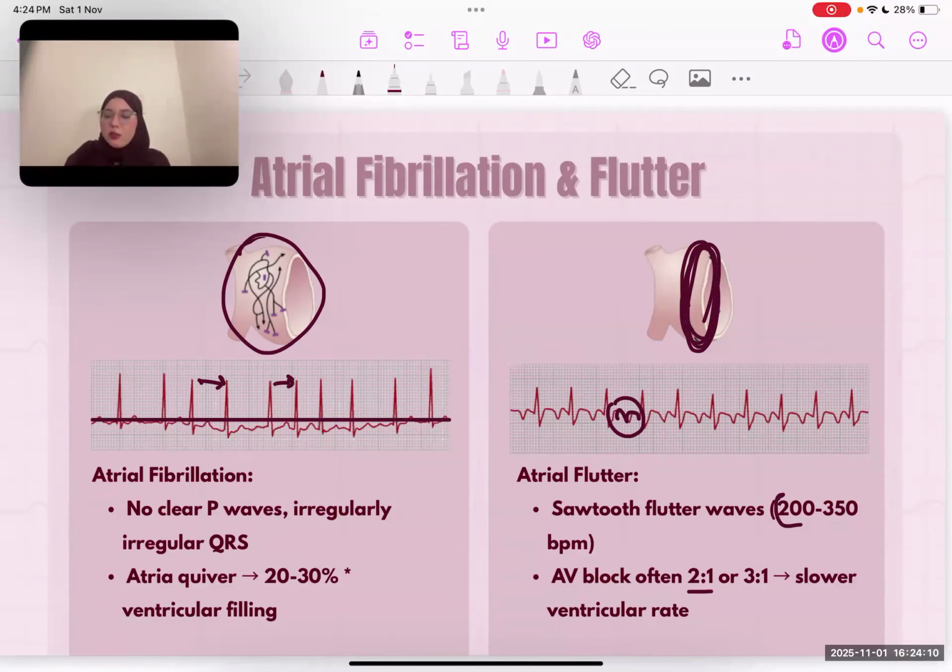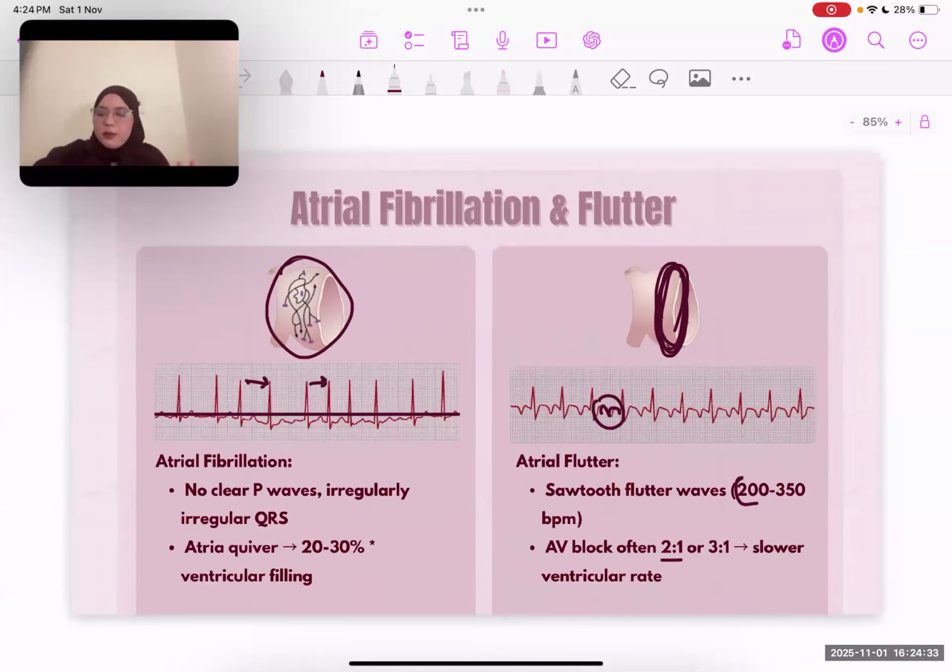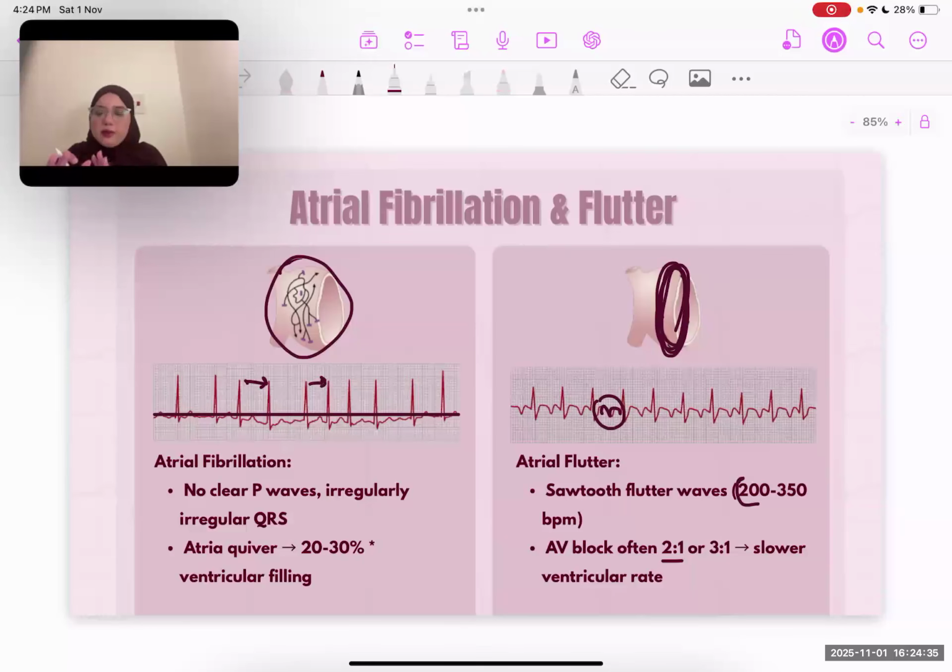Now, this is in the atria, so the signal has to go to the ventricles. But an AV block is often going to be there. What that means, 2:1 and 3:1, is, let's say there is an atrial flutter. If two of them come, it's only going to let one of them go to the ventricles. And if three of them come, it might just let one. It depends, it's up to the atrium. It's like a ratio, but it does not let all of it go to the ventricles.